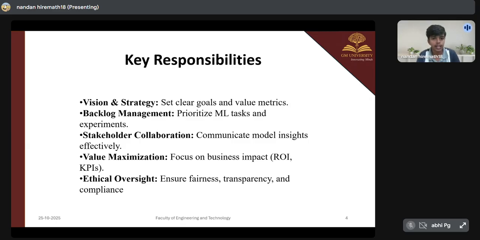And second, backlog management: prioritize ML tasks and experiments. Stakeholder collaboration: communicate model insights effectively. For every model, we must have the communication for development, the planning, and the value maximization. Focus on business impact. And the ethical oversight: ensure fairness, transparency, and compliance.